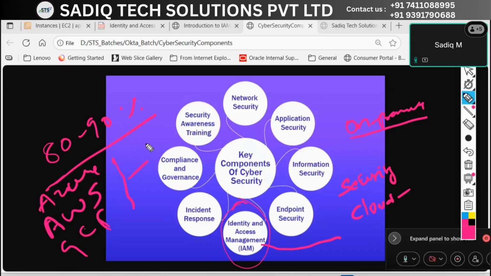So, to secure these applications which are hosted in, yes, Suchit, please go ahead. You have some question? Yeah. My question is, what is cloud and how does it work in IAM?